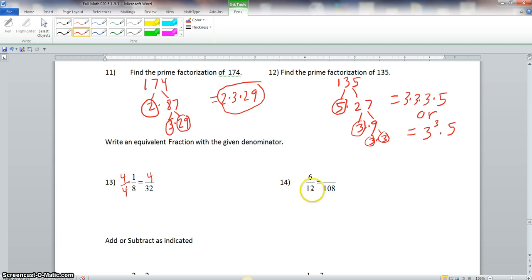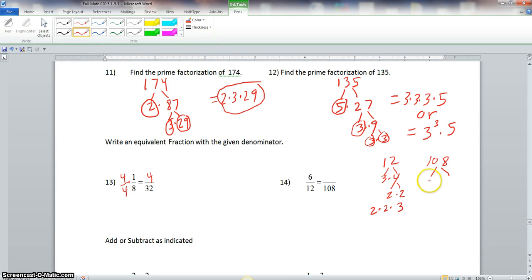Now we come to 14. Now we have 12 and 108. Now it's kind of hard sometimes to think this out because this is a larger number. So this is what we could do. We could take the prime factorization of 12 and 108. Prime factorization of 12, we add 3 times 4, and 4 becomes 2 times 2. So the prime factorization of 12 is 2 2s and a 3.